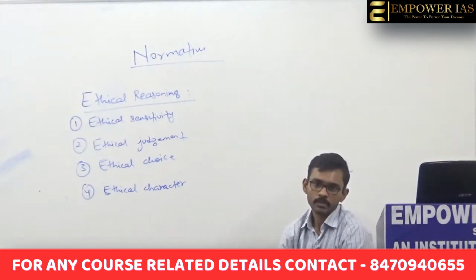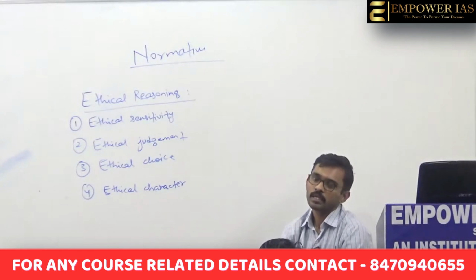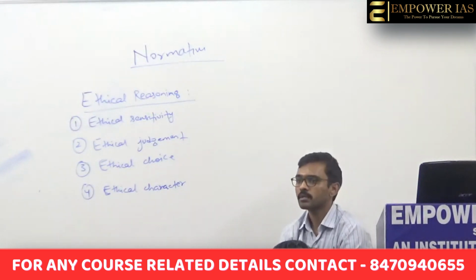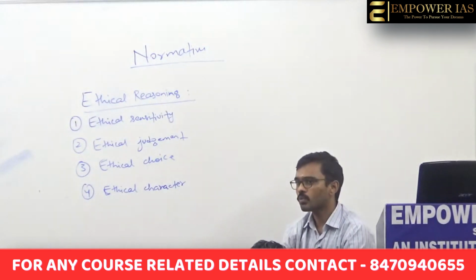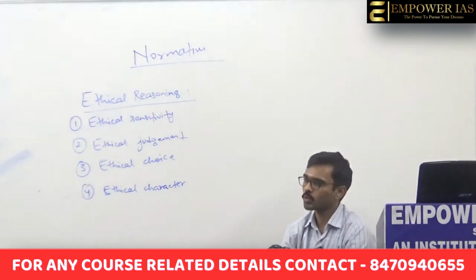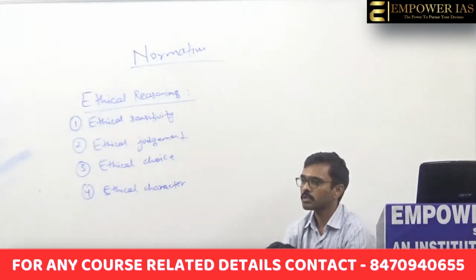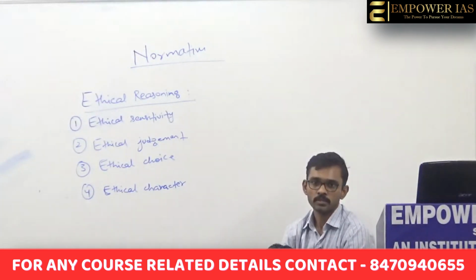For example, in Mahabharata, Duryodhan tells Lord Krishna that I know dharma, but I fail to follow it, and I know adharma, but I fail to withdraw from it. So most of us know what is dharma, what is adharma, what is good, what is bad, what is right, what is wrong. It's not a question of our knowledge. It's a question of whether we are able to implement that knowledge. So that is where ethical character comes into the picture.